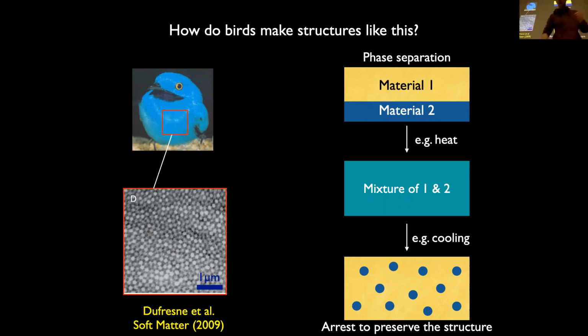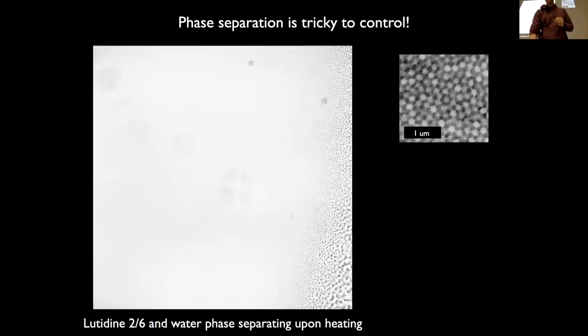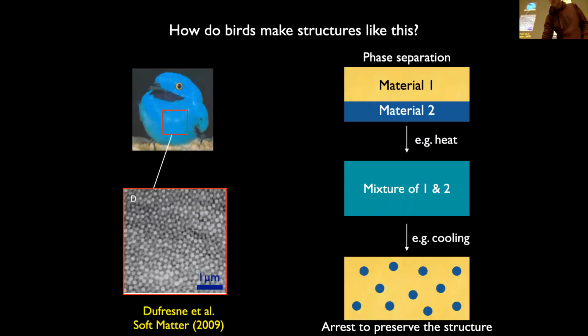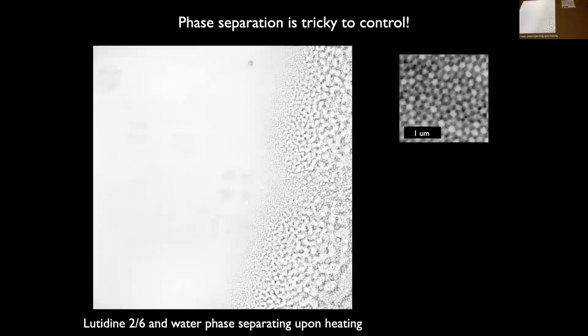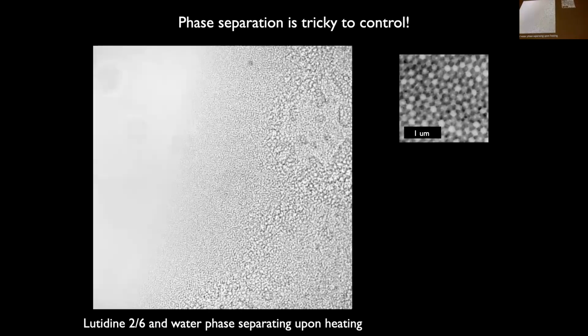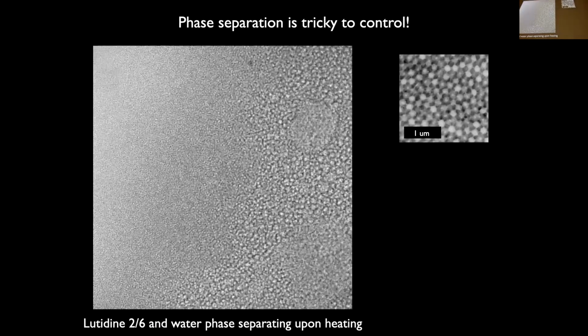So that's all well and good in principle, but the tricky bit comes when you start trying to do phase separation. This is just a demo where two liquids are mixed together when they're cold, and when you heat them up, they start to phase separate. This is, I think, probably 500 microns across on a microscope here. We're just going to heat it up and see what happens. And so you can start to see the phase separation occurring.